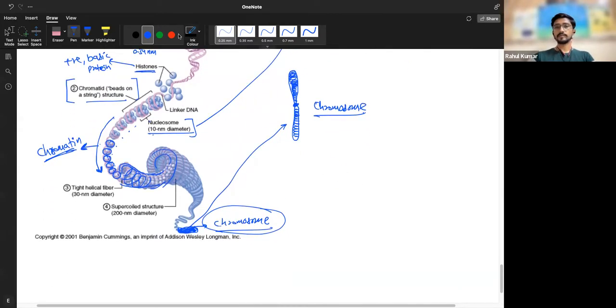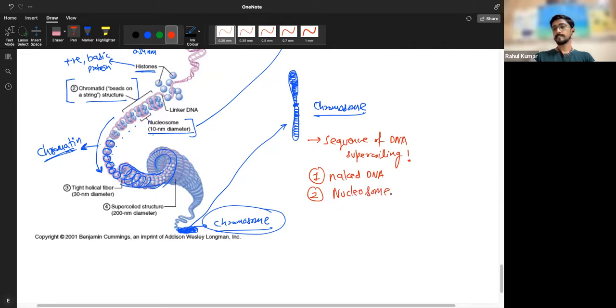So let's go to the sequence again. This can be asked: sequence of DNA supercoiling. That's why it's called supercoiling, because coiling is not just happening once. So first, the naked DNA forms what? Nucleosome, right? Then these nucleosomes form chromatin. At this stage, it is called bead on string, BOS, I'm writing. Bead on string structure. Then this chromatin condenses to form chromatin fibers.